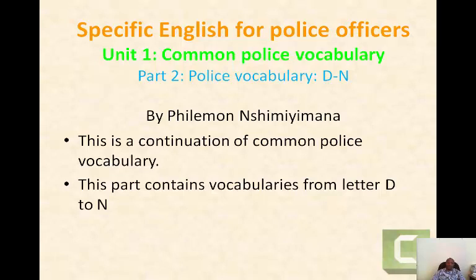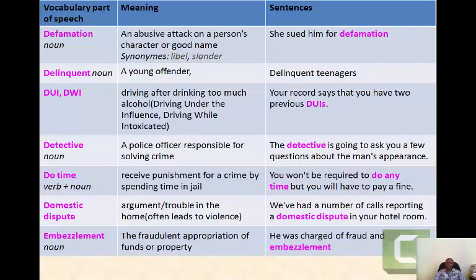Specific English for Police Officers, Unit 1, Common Police Vocabulary, Part 2, Police Vocabulary from letter D to N. This is a continuation of Common Police Vocabulary. This part contains vocabularies from letter D to N. As we saw previously, we are looking at the vocabulary, part of speech, its meaning, and examples in sentences.